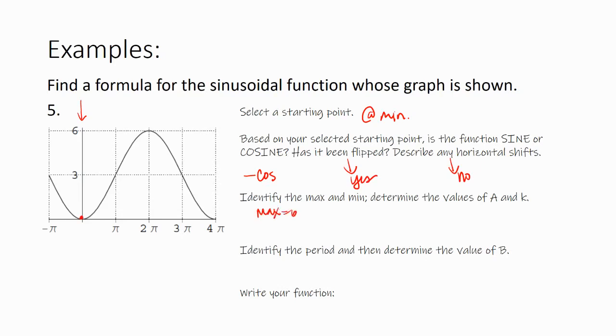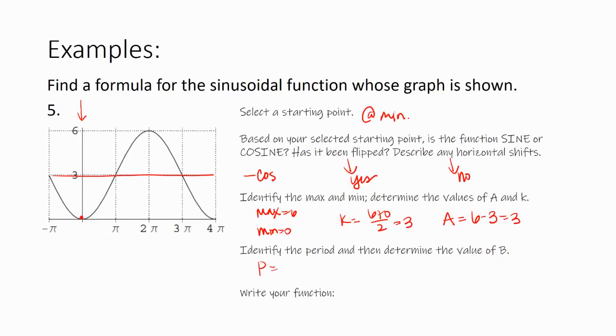The maximum value is 6, your minimum value is 0, so the K value would be 6 plus 0 divided by 2, or 3. That's where your midline is. The A value would be 6 minus 3, or 3. If you'll remember when we did the Ferris wheel problem, if your minimum is 0, then your amplitude and your K value will be the exact same number.